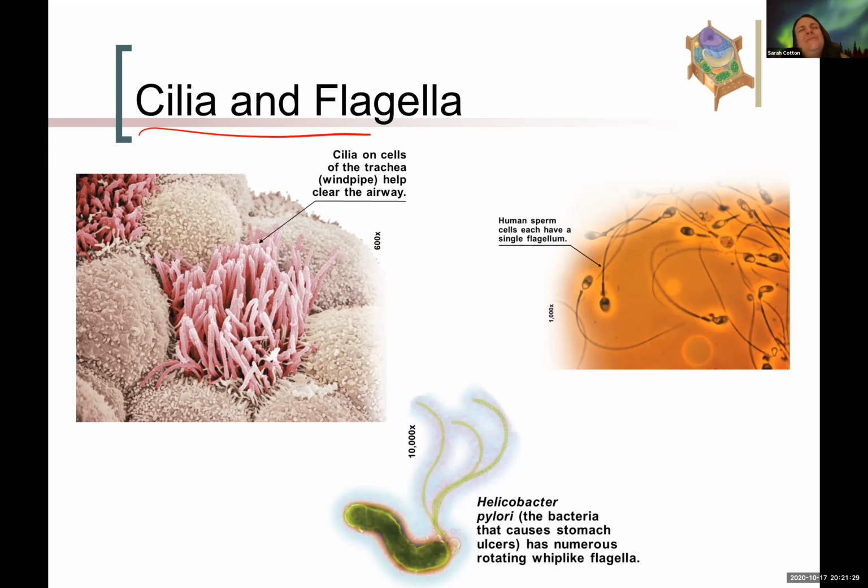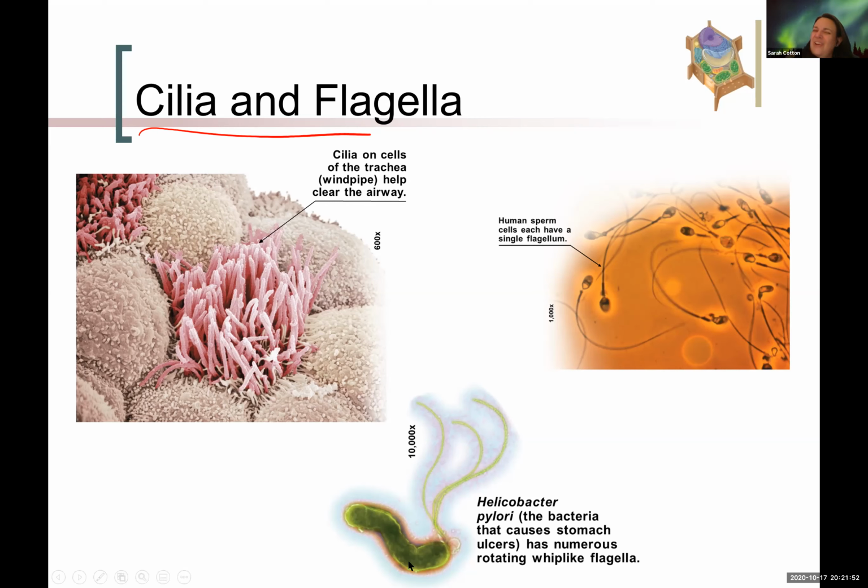Flagella are essentially made of the same stuff, but we use the term flagellum when it's one or a couple much longer hairs that are used for propulsion, right? So in humans, the only cells that have flagella are sperm, the only one. In other animals and plants, all kinds of cells have flagella. Even bacteria can have flagella. It's a different kind of flagellum, but still, right?